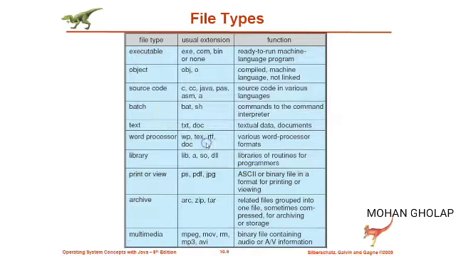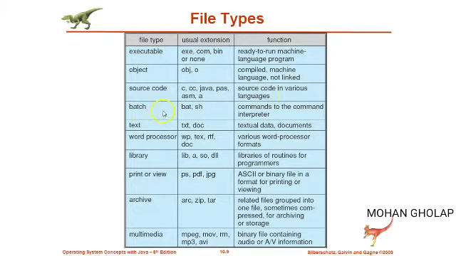The different file types are, the first one is the executable file. The extension is exe or com or bin or none, and the function is it is a ready to run machine language program. The next one is object file. The extension is .obj or .o. It's a compiled machine language, not linked. The next is source code. The extension is .c, .cc, .java, .pas, .asm, .a, and so on. It's source code in various languages, a program.